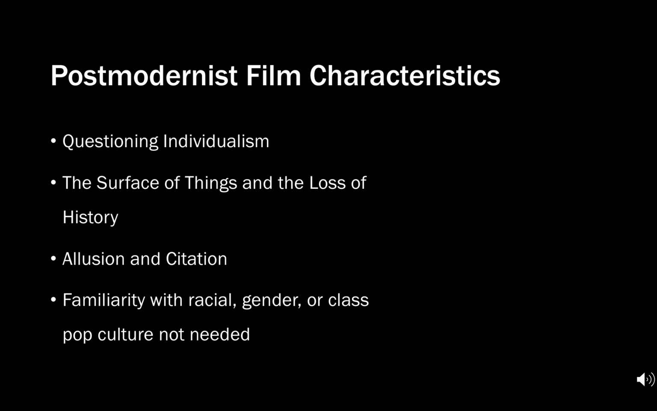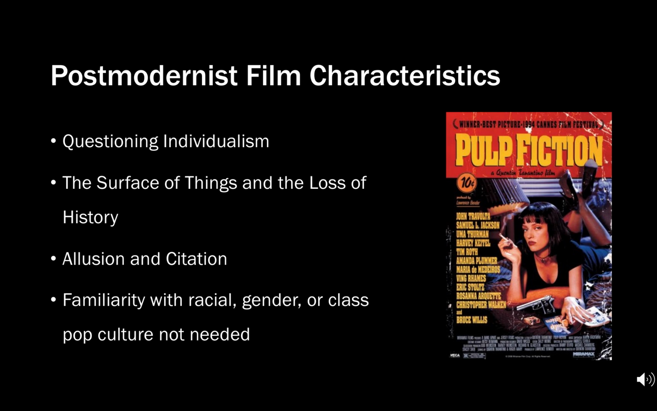The final aspects are based on allusion and citation, where many postmodern films draw on previous works as their inspiration to celebrate its style, but often familiarity with these previous works is not needed to understand the positions in these films. One film that uses all of these techniques is the 1994 Quentin Tarantino film Pulp Fiction.